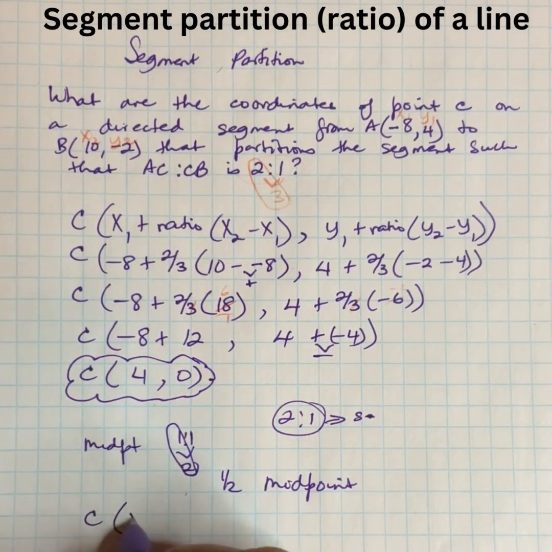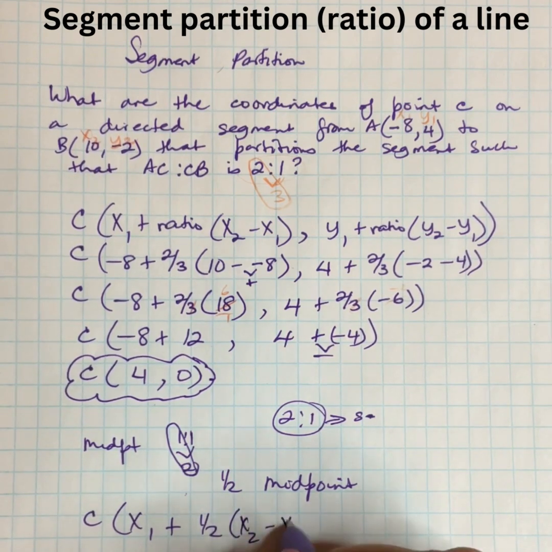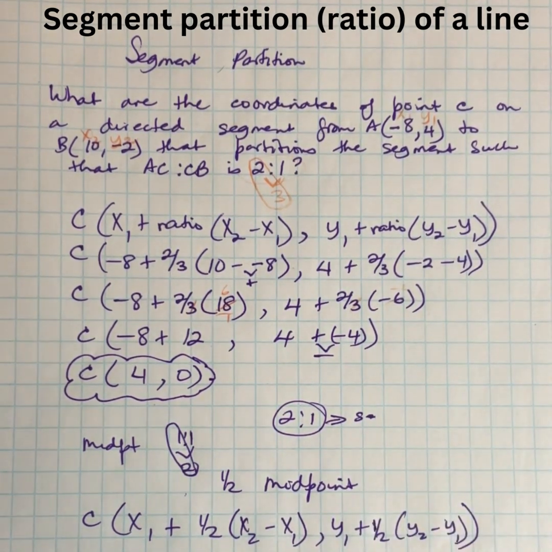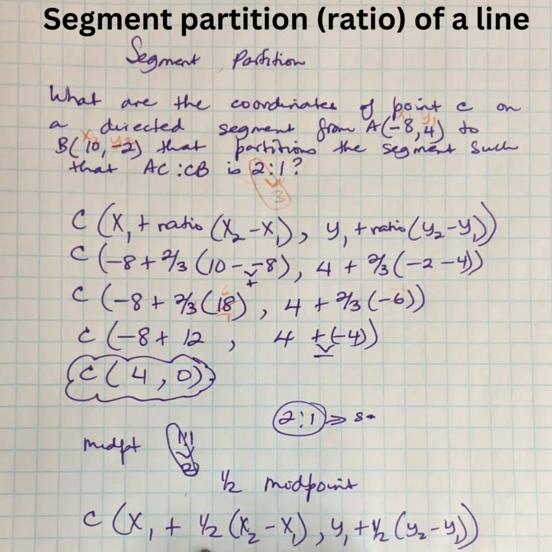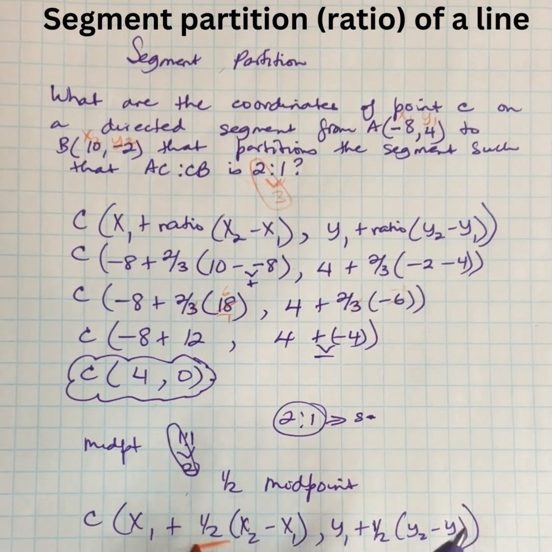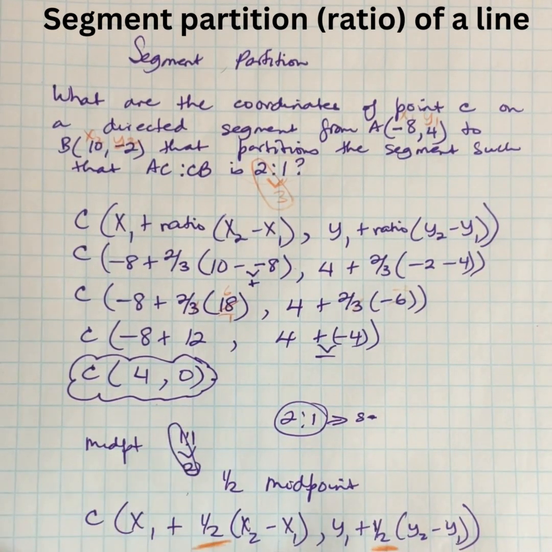You have your C, your x1 plus your half for the midpoint here, and your x2 minus x1 there, and you're using your y1 plus your half for the ratio again of your y2 minus y1. So I just wanted to point out to you that you use this one if you're using a midpoint and your ratio or your fraction is half. You're using a ratio of 1 to 1, your fraction is half.